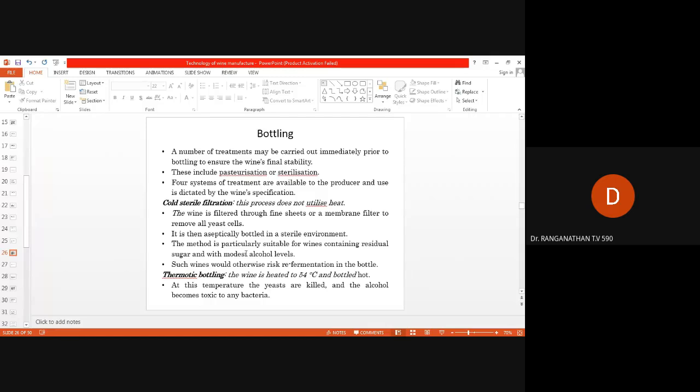Thermotic bottling is what we normally do, the in-bottle pasteurization. That is for the wine or any other product. It can be even for juice. It is bottled and then subjected to heat for a particular period of time. So with temperature, the yeast are killed and the alcohol becomes toxic to any bacteria. Thereby you have sterilization or pasteurization happening.